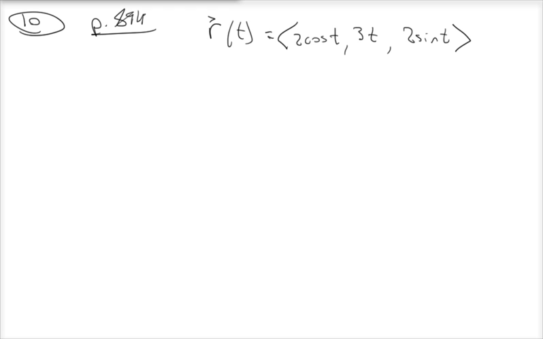So we're going to do number 10 on page 894 in your book, and we are given this displacement vector-valued function right here, and we're asked to find the velocity, the acceleration, and the speed of the object. And the speed, of course, is just the magnitude of velocity, in the same way that speed is the non-directional version of velocity in single-variable calculus.